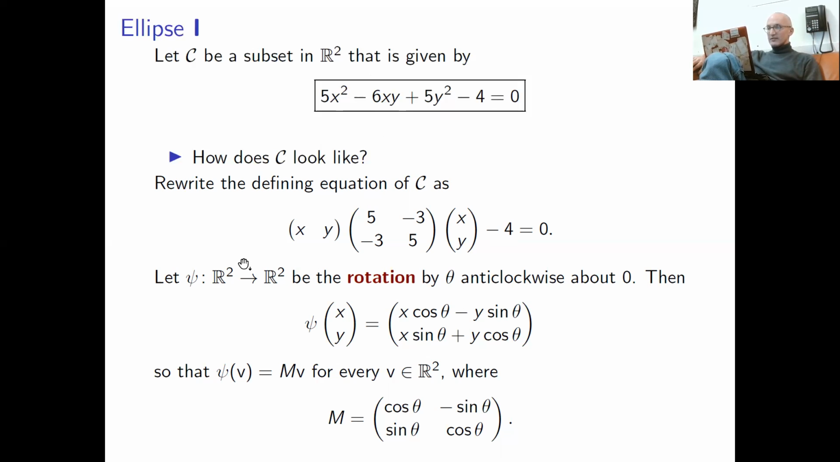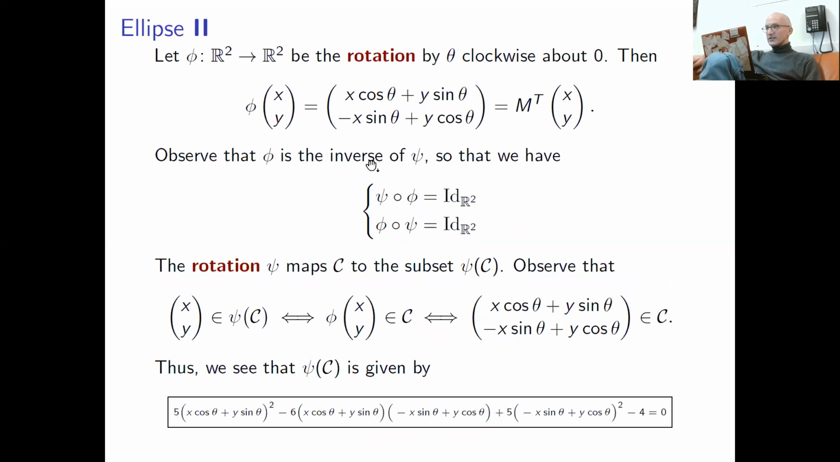So we fix a rotation. We don't know the angle of rotation. We're going to choose it later. But let's first see what the equation of the rotated curve is going to be. How to find the equation of the curve C after rotation? To do this, we introduce a rotation around the origin by the same angle clockwise. Let's call it phi. Phi is an inverse linear transformation to the rotation psi.